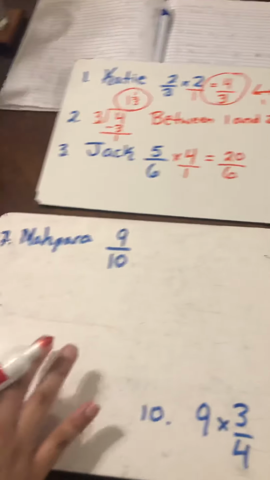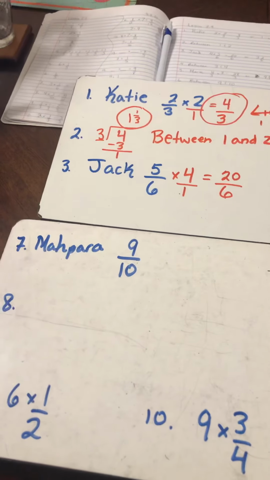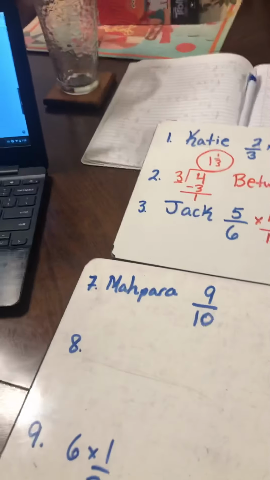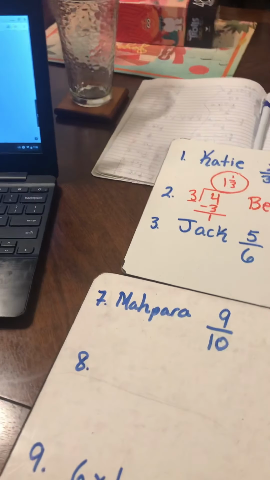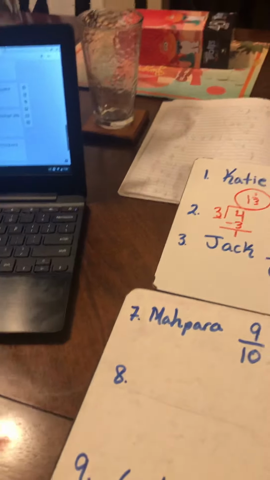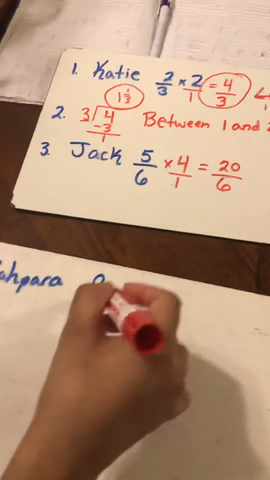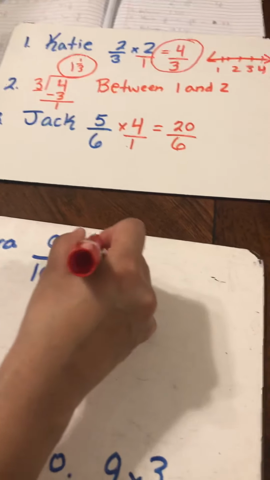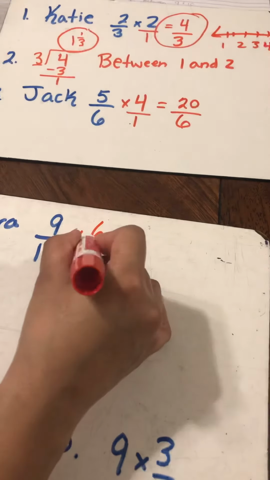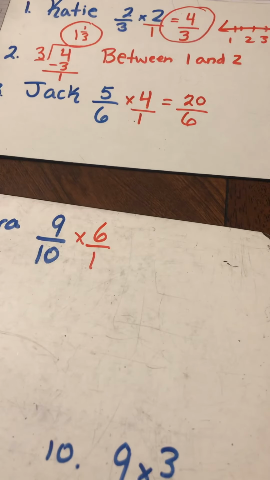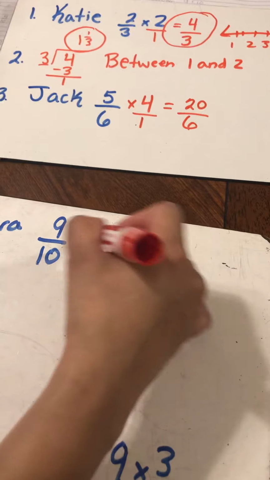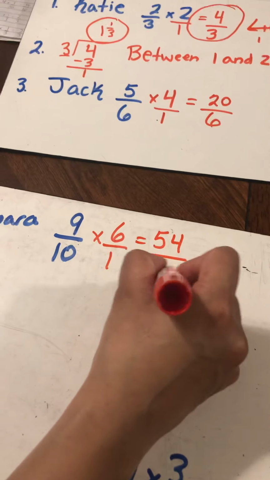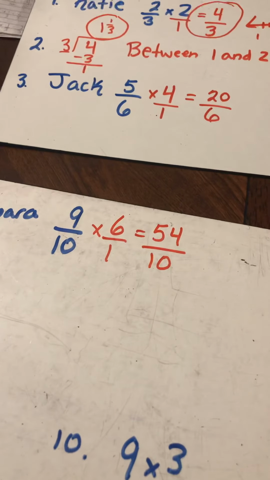Okay, number 7. I think her name is pronounced Mapera. If she went to the meeting 6 times, how long will she walk? So she walks 9/10 of a mile. So now I multiply times 6. Put a 1 underneath the 6. Multiply my numerators. 9 times 6 is 54. And 10 times 1 is 10. Okay.